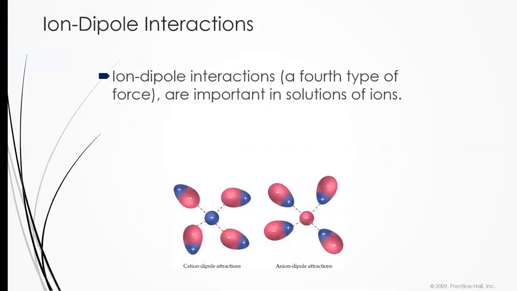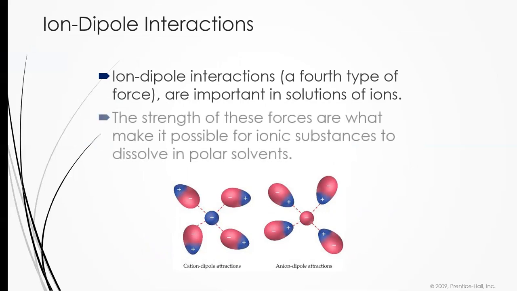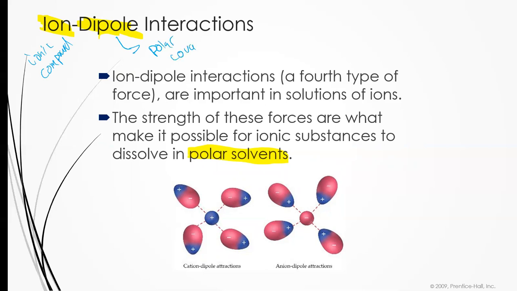Our fourth type of intermolecular force is what we call an ion dipole. So ion dipoles are really important for solutions. And like the name implies, it's going to be the attraction between an ionic substance and the polar solvent. So it's attraction between the ion and then the dipole. So this is from the ionic compound, is the ion. And then the dipole is from our polar covalent compound.